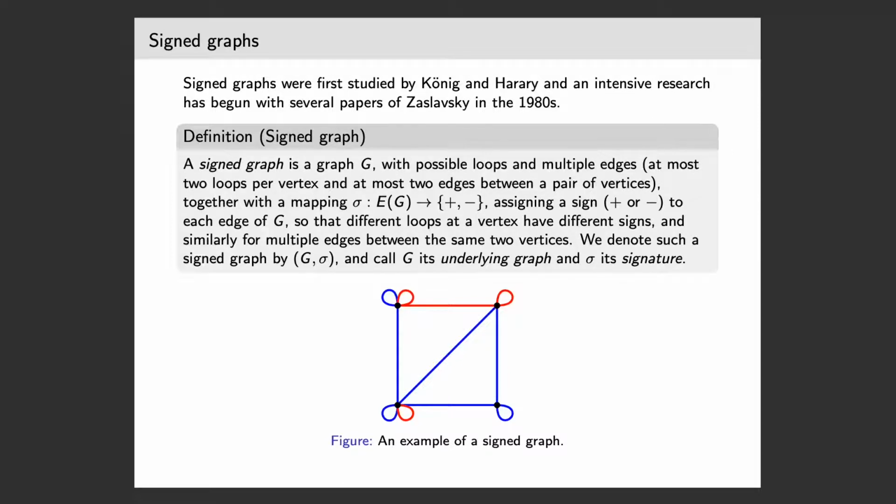For the sake of simplicity, different edges between the same two vertices have different signs. Because of that, there are at most two edges between the same vertices. I denote negative edges by red color and positive edges by blue color. This can be seen in the figure below.